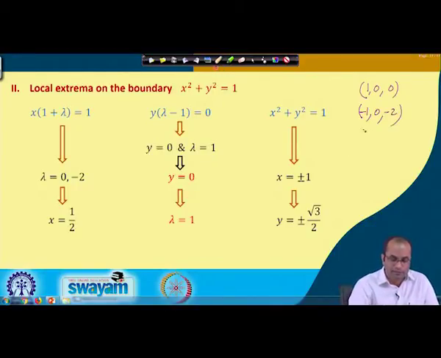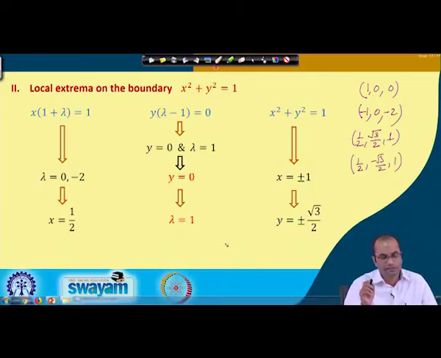So, our points are now x is half and then y, let us take the plus 1 plus 3 by 2, lambda is 1. This is one point which satisfies all these three equations. And then we have x 1 by 2, we have minus 3 by 2 and then we have 1 again here. This is another point which satisfies all these three equations, and these are all possibilities. We do not have any more possibilities which can satisfy all these equations.